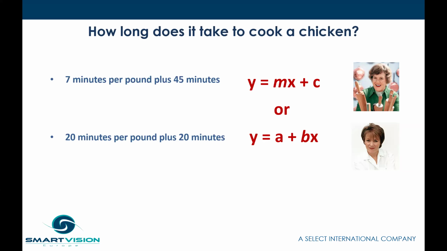In the formula for a straight line, you have an observation and you have a coefficient and you have a constant added on to the end. There's always an extra number. So the 20 minutes for good measure here is the A, and the plus 45 minutes here is the C. And the 7 minutes per pound is the M. The per pound is the X. And the 20 minutes per pound here is the B. That's the coefficient. And the X is the weight of the chicken. So according to Delia Smith, if you've got a 5 pound chicken, you're cooking it for 5 times 20 plus 20. So 120 minutes, 2 hours.